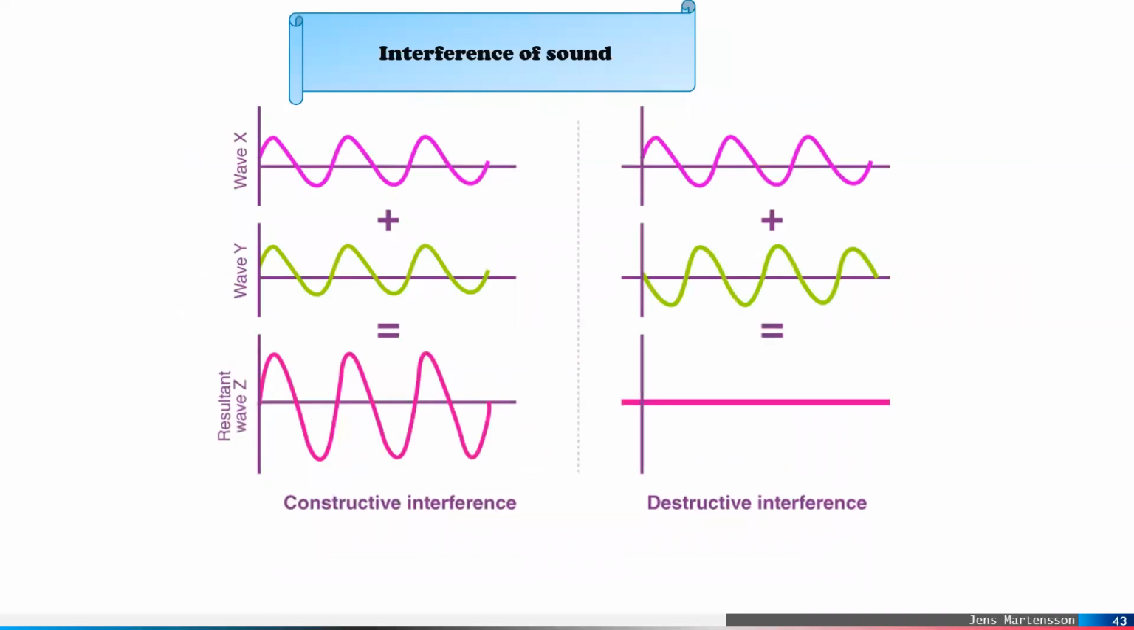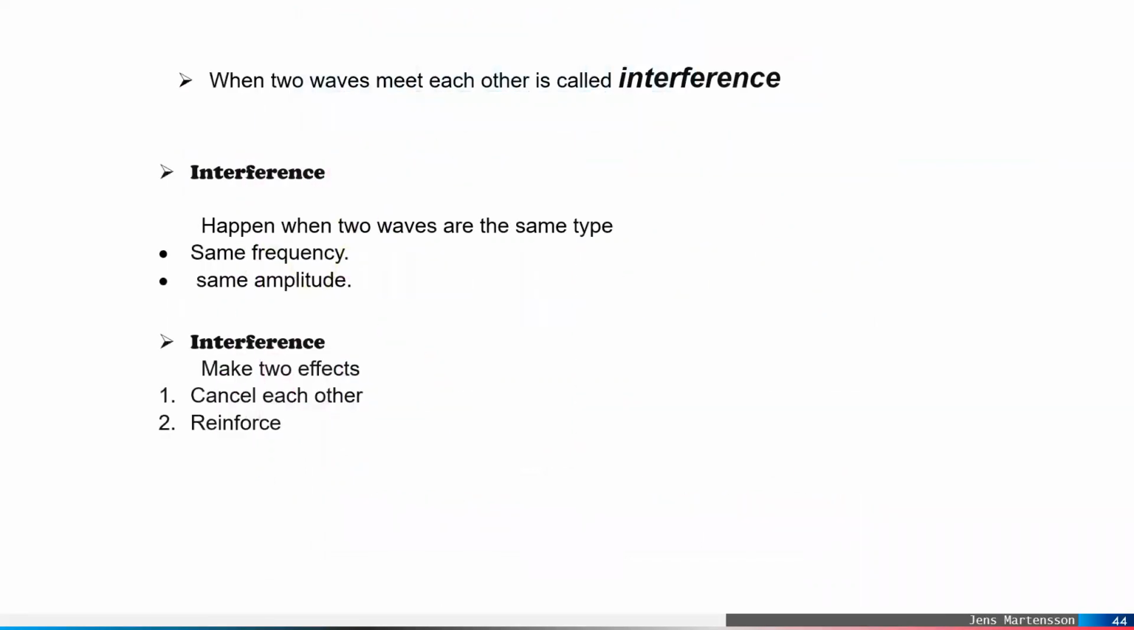A very important part in this lesson, which is new in your syllabus, is the interference of sound: how sounds interfere with each other. The interference of sound happens when there are two waves of the same type, with the same frequency and same amplitude. When two waves meet each other, this is called interference. And we have two types of interference.